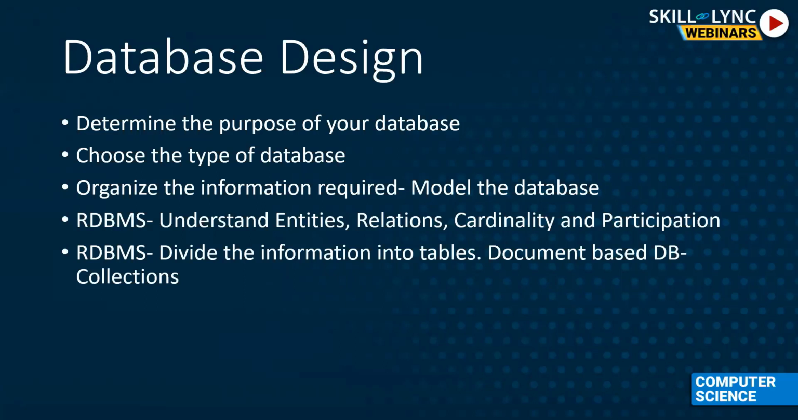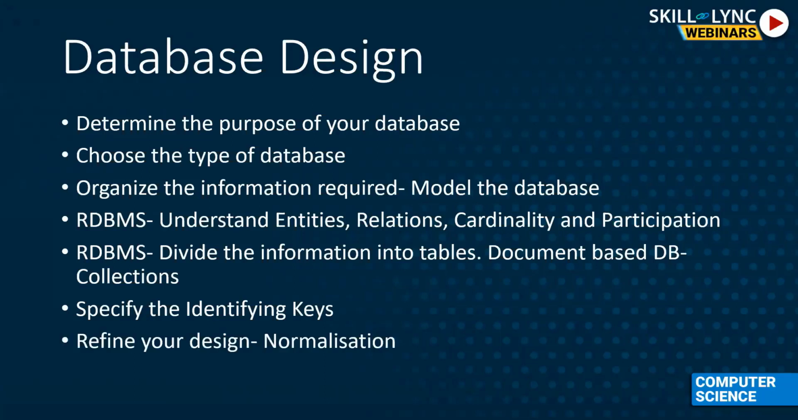Or if you have a document-based database, then you would definitely divide your information into collections and documents. You would then specify the identified keys, as I said, customer ID, etc. And then the last thing, which I have not shown you over here, is you would refine your design. You would do some sort of normalization. What is normalization? Basically, you want all these ACID properties and no problems with your database. So you would refine your design, okay? And then voila, your database design is complete.